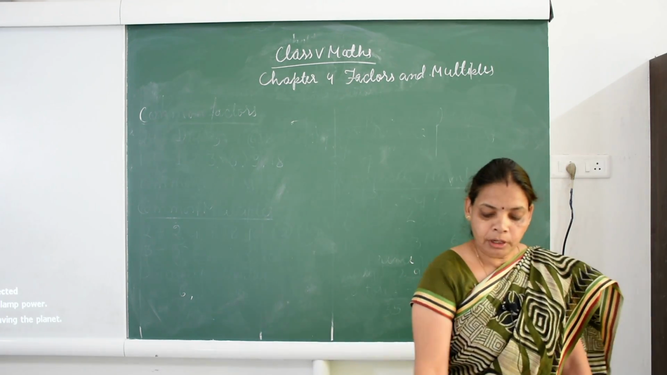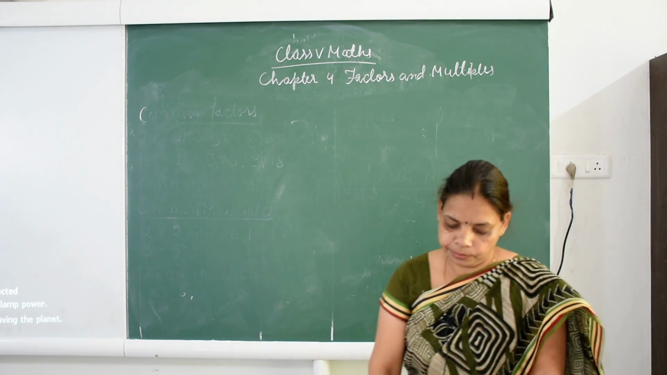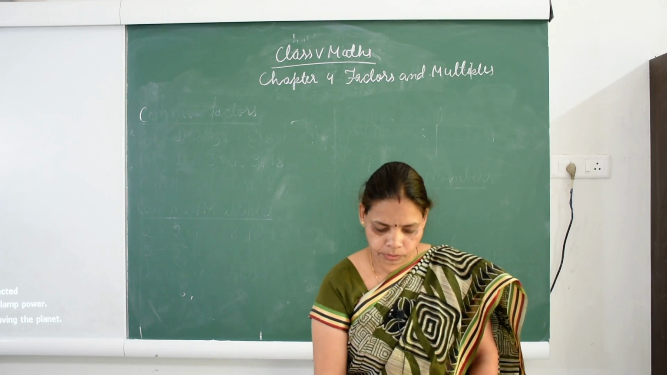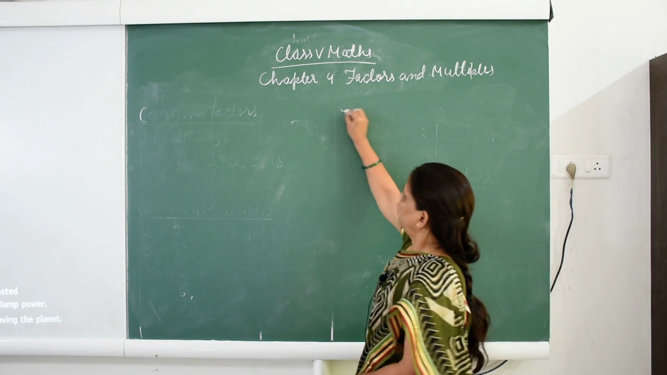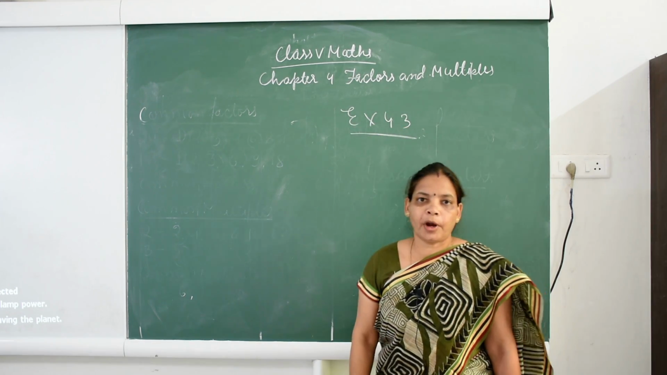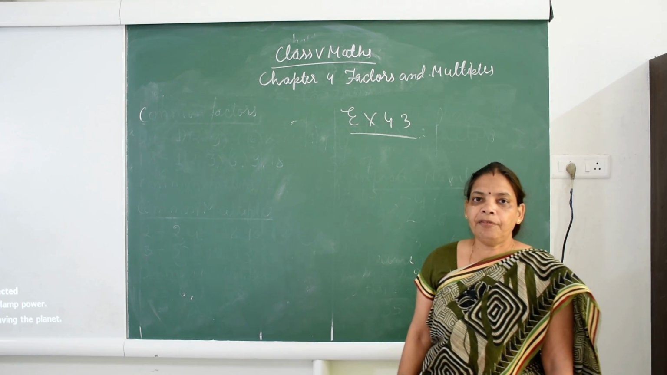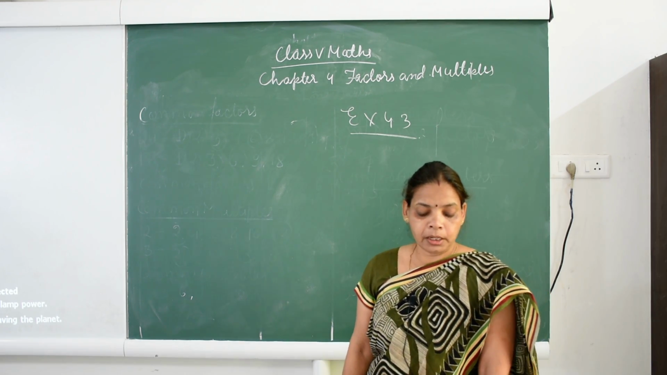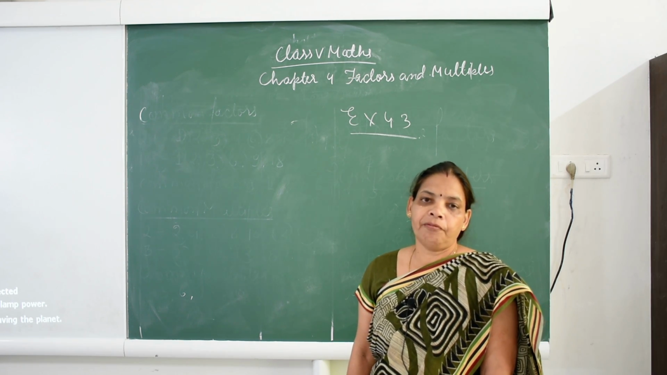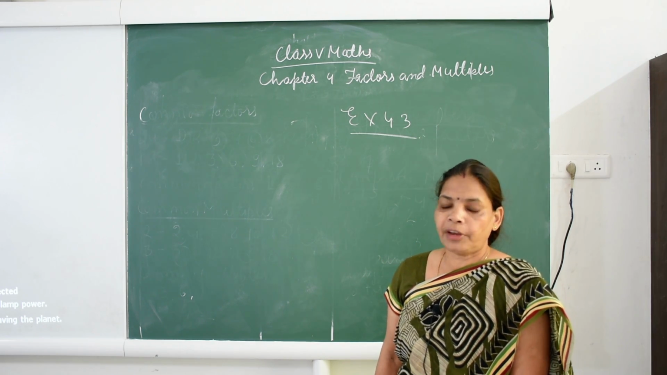Now today we will start the next exercise, 4.3. We find the prime factors of a number by two methods. To find the prime factors, we can use two methods: the division method and the factor tree method.